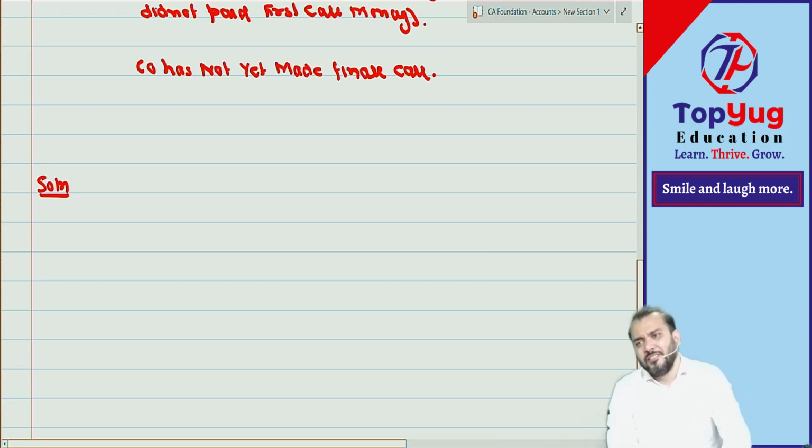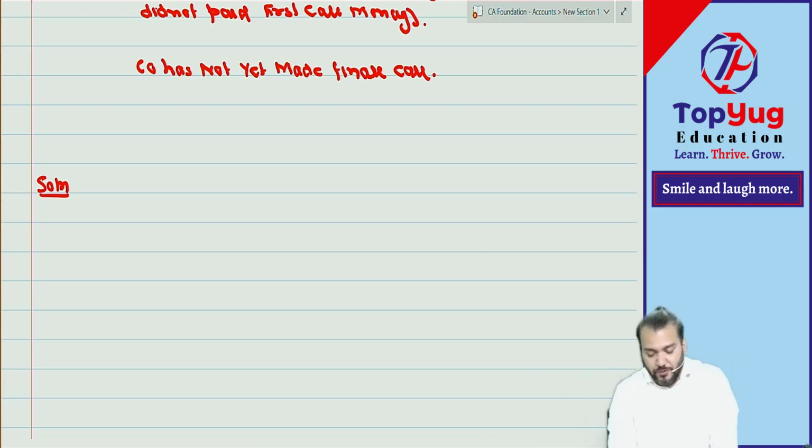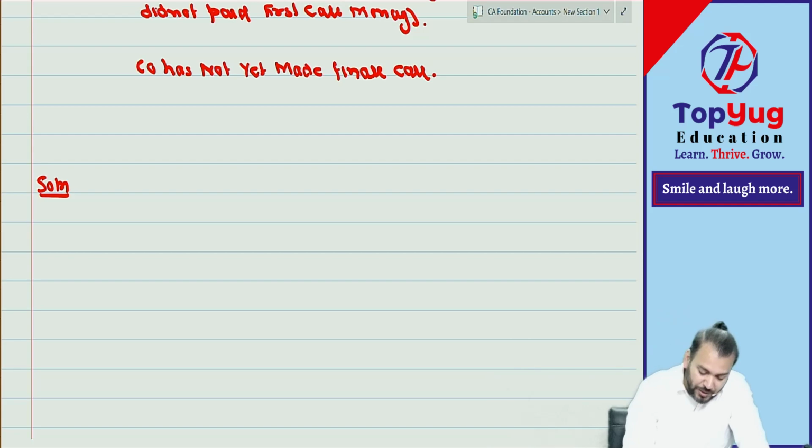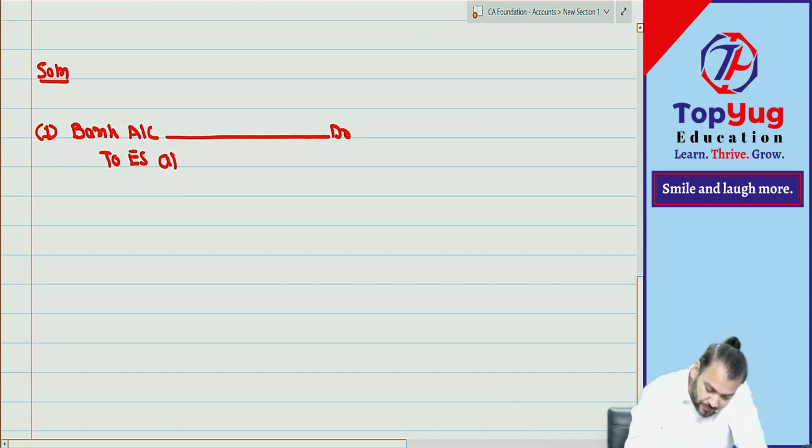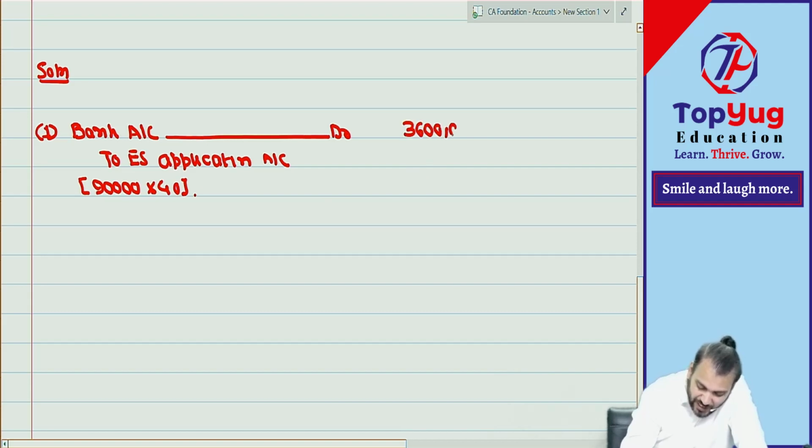The journal entry remains the same. There is no change in the journal entry. Can we start with the first, application money? Application money received for how many shares? Bank account debit to equity share application account. How many shares? 90,000 into 40 is equal to how much? 36 lakh.